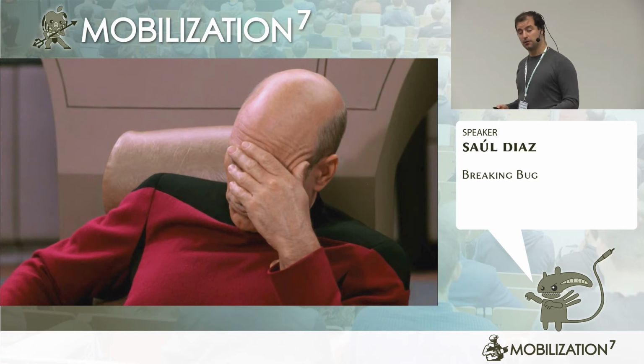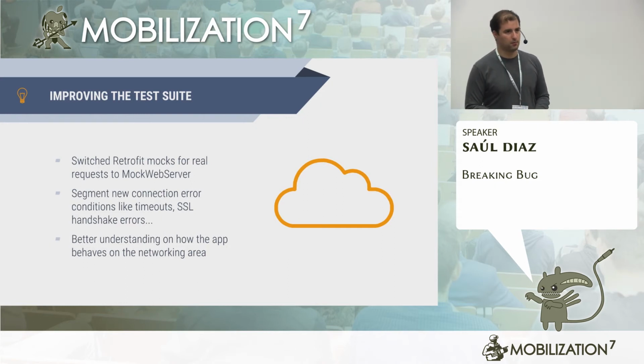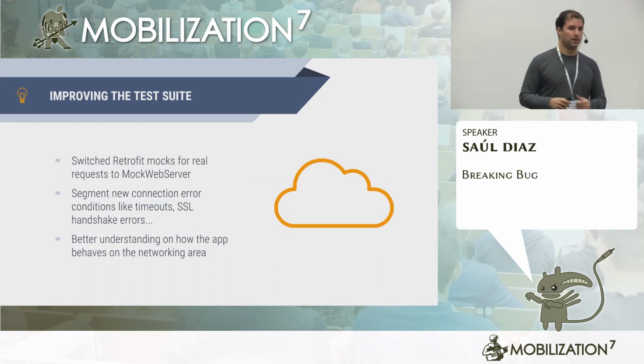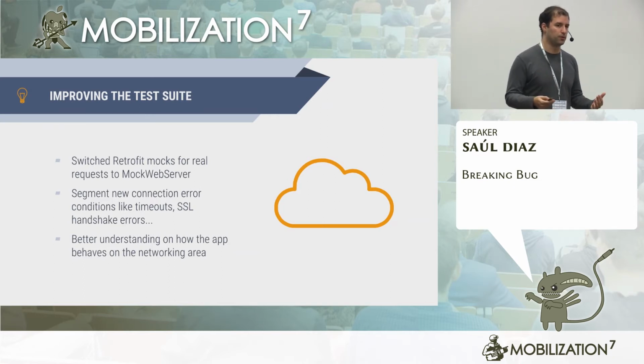But there was something good out of this. I deployed the version, happy that I had finally found it. And then what I did was to apply MockWebServer to my test suite. Actually, we were mocking the responses using Mockito. But now, applying MockWebServer, we could test a broader set of conditions of the app.